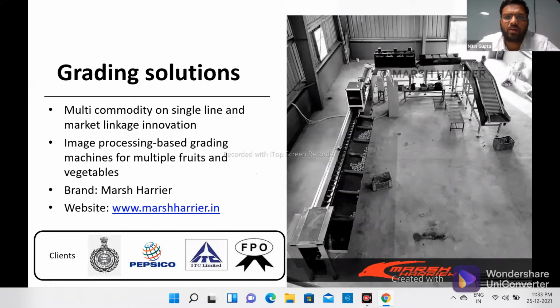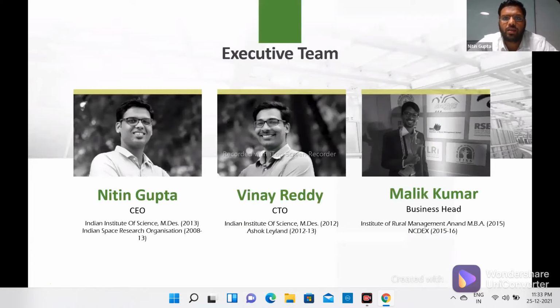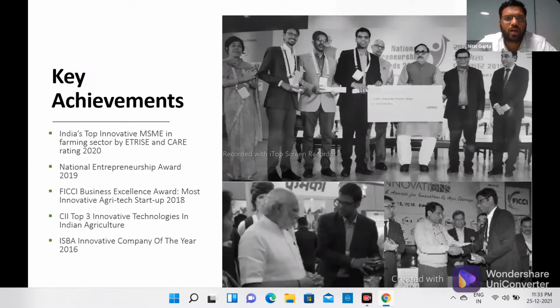Machines we have done. This is one example of the grading machine which we have done. We have sold it to large corporates like PepsiCo, ITC, various FPOs. We have given it to government of Haryana, government of Punjab. R&D services, we have worked with large corporates like Tata Coffee, Murugappa Group, IDMC. We developed India's first indigenous milking machine, Avin Mills. So various products we have done for them wherever we see a challenging problem. Our largest work has been in harvesting. I'll skip this. This is very important.